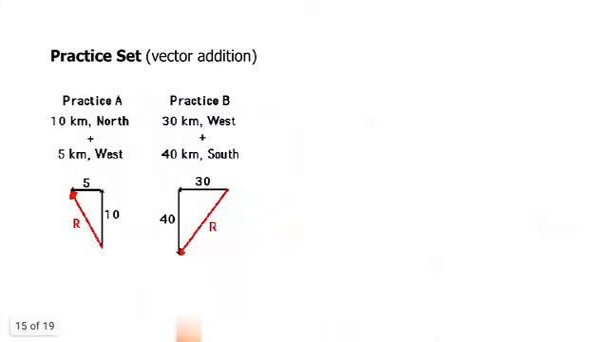Let's solve another one. So, practice set A. So, meron ako ditong 10 kilometers north, ito yon, and 5 kilometers west. Kailangan kong hanapin yung resultant. Ibig sabihin, kailangan kong i-add yung dalawang vectors na to. Para masabi kong nakuha ko na yung resultant, kailangan ko yung magnitude and direction. Paano ko kukunin yung magnitude?